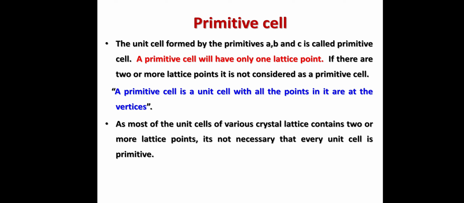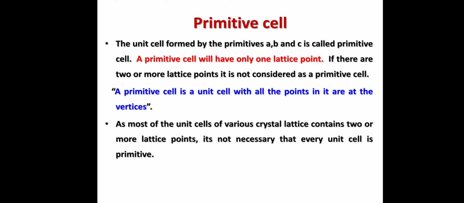So first let us understand what is a primitive cell. The unit cell, the small cube you just observed, which is formed by primitives A, B and C, is called a primitive cell. And remember, a primitive cell will have only one lattice point. Of course, you have 8 corners in a cube, but this cube is closely packed in the neighborhood with in total 8 such cubes, right? So a primitive cell is just a cube which has only one lattice point.